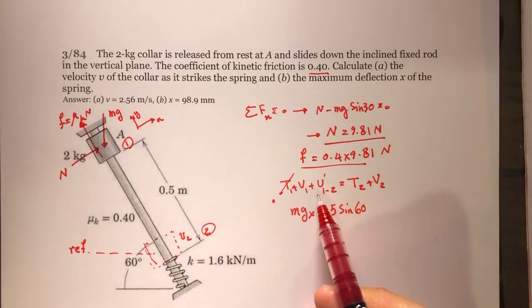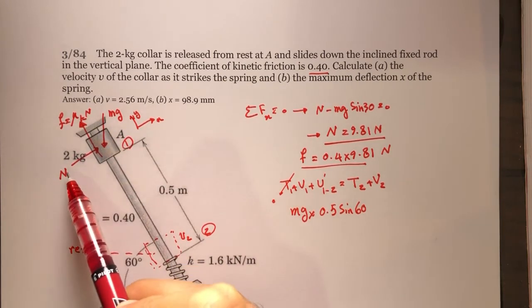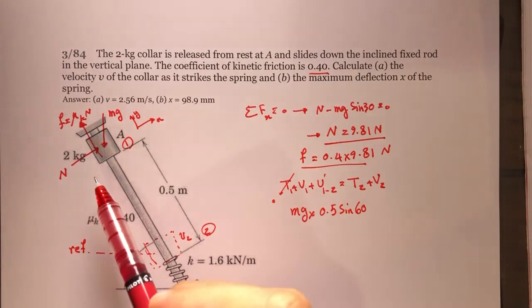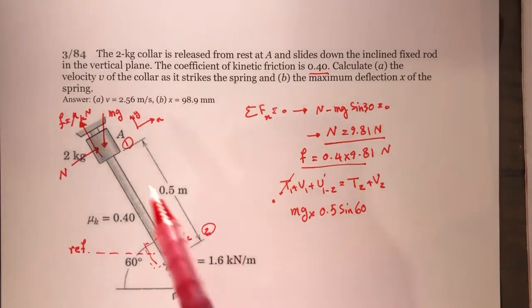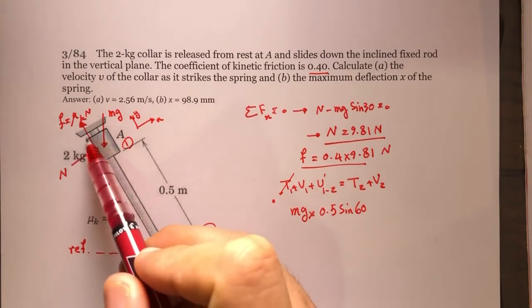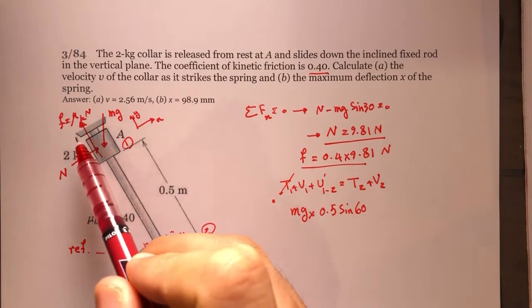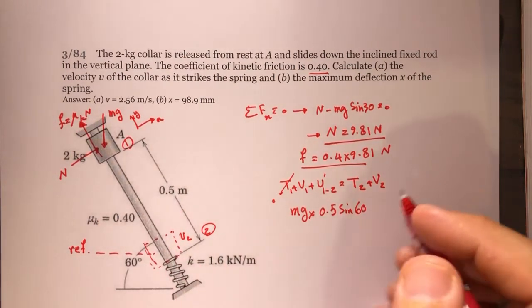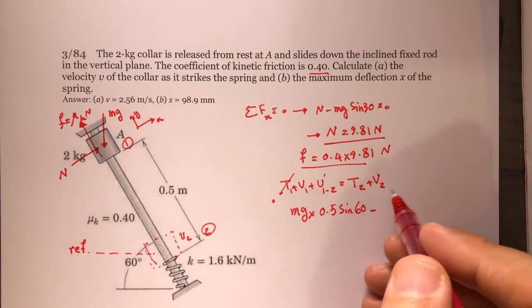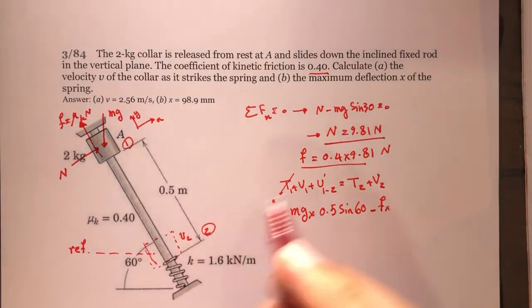And the work of non-conservative forces. If you look at the free body diagram, mg is a conservative force. N and the friction force are not conservative forces. N is not doing any work because all the time it is perpendicular to the direction of movement. So we ignore N here. And the friction force is always against the direction of movement, so its work is going to be negative. We need to multiply that force, which is constant all the time, by the displacement, which is 0.5. So we have negative mu k times N, or the friction force, times the displacement, 0.5.